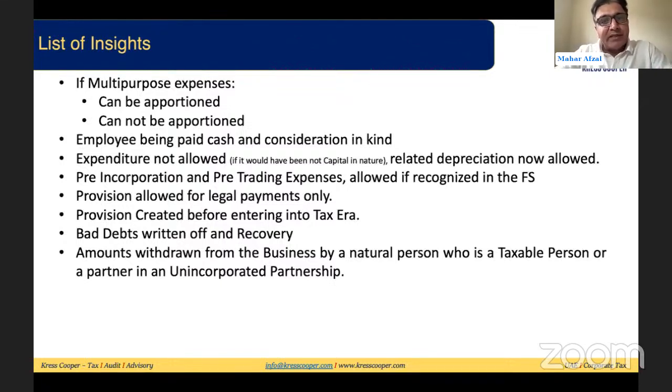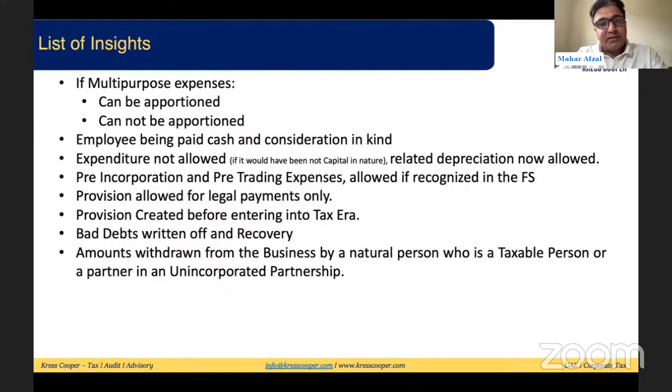Pre-incorporation and pre-trading expenses, 100% you can claim, subject to the condition that these are booked in your financial statements as per the applicable accounting standards, or on a cash basis if the amount is less than 3 million. Provision allowed for legal payment only. Provisions are allowed, as further discussed, bad debt written off allowed. But if you have created any provision before entering into the tax era and you are reversing those provisions after entering into the tax era, the reversal of the provision will be considered taxable income and you will be liable to pay tax on it.